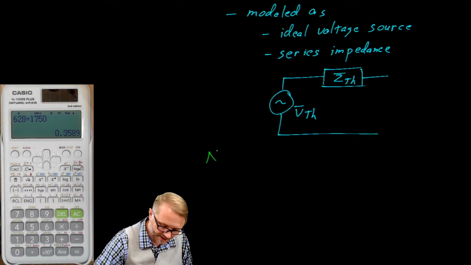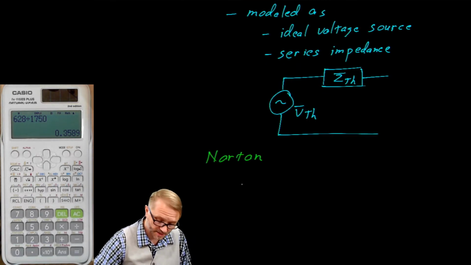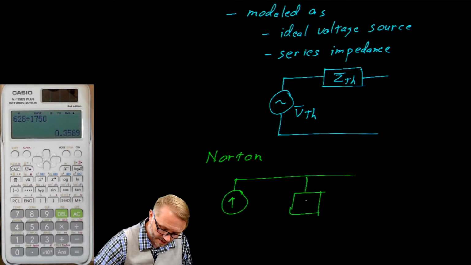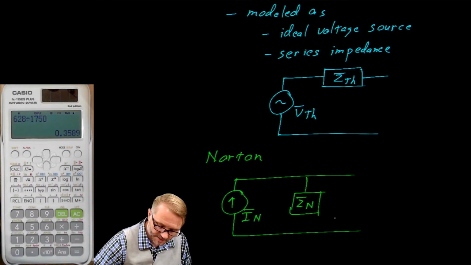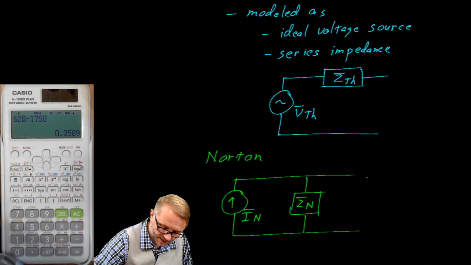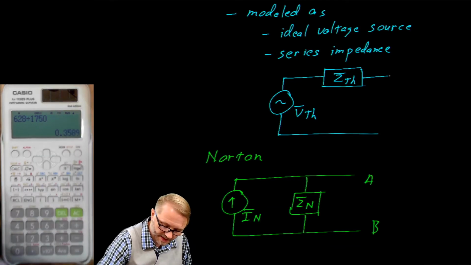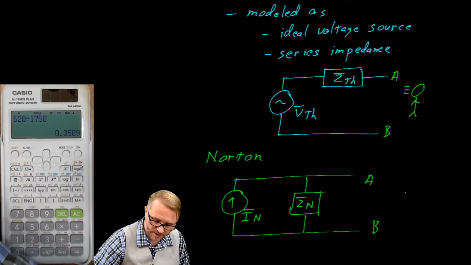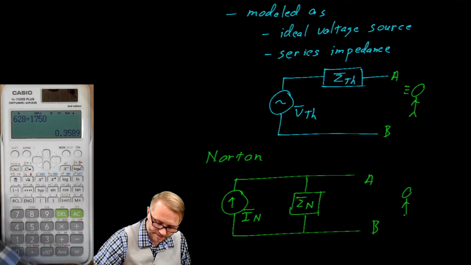The Norton circuit is very similar, except this time we have a current source in parallel with that impedance. So we would talk about a Norton current and a Norton impedance. Terminals A and B. And of course, this is you looking into that circuit.